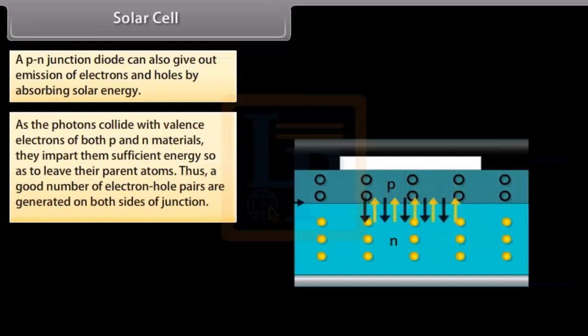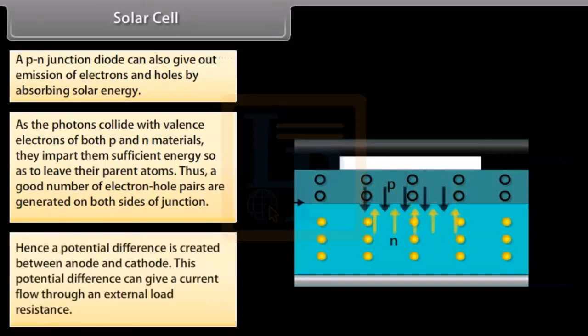The P material at the top is very thin compared to the thickness of the N material. Thus, solar energy photons entering from the top glass window easily penetrate up to both sides of the junction. As the photons collide with valence electrons of both P and N materials, they impart sufficient energy for them to leave their parent atoms. Thus, a good number of electron-hole pairs are generated on both sides of the junction. Hence, a potential difference is created between anode and cathode. This potential difference can give a current flow through an external load resistance.